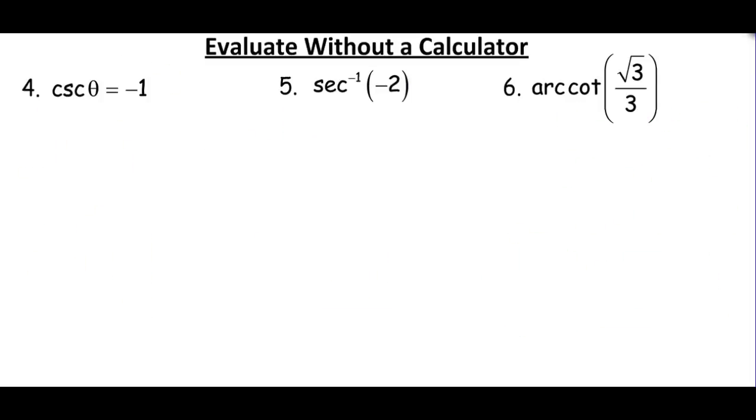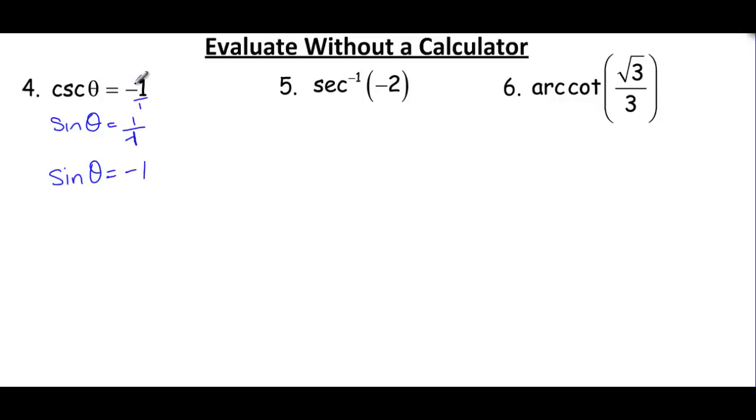Now my last 3 examples deal with cosecant, secant, and cotangent inverses. So remember, these are the reciprocals of sine, cosine, and tangent. What I like to do first is not think about them in these terms. I like to switch them to the reciprocals. The reciprocal of cosecant is sine. So what this is really asking is, if this is negative 1 over 1, I'm going to take the reciprocal of this. The reciprocal of negative 1 over 1 is 1 over negative 1. So what I'm really asking is, the sine of theta equals 1 over negative 1, which is negative 1.